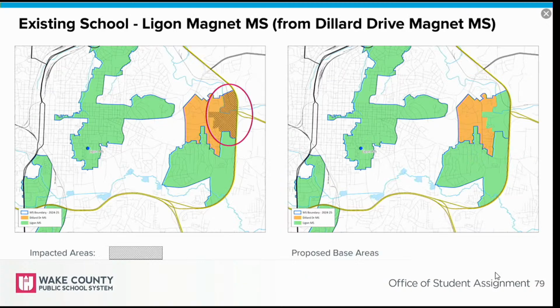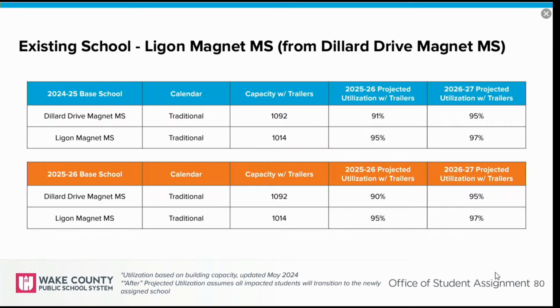Similarly, at the middle school level, we would like to create that feeder pattern alignment or cohort continuity for these families over time. And so this same area is being recommended to be assigned from Dillard Drive Middle to Ligon Middle, which, as you can see, is a similar area for some other students in the region. This area is already assigned to Enloe High School, so there aren't any recommendations coming for you at the high school level because that would be a logical cohort or a feeder pattern for these students. And again, you see here the projected impact from total enrollment.